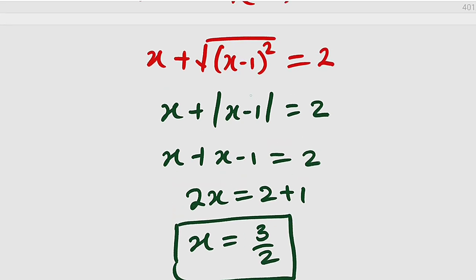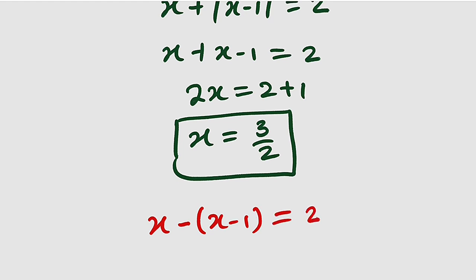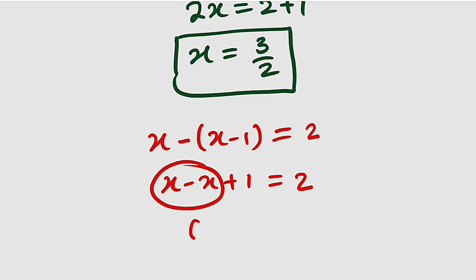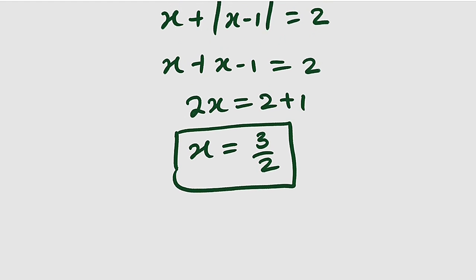Now let us come back to our absolute value. Let us consider it as negative. If it is negative, we have x minus the whole of x minus 1. If it is negative, this is equal to 2. And the moment you expand this bracket, you have x minus x plus 1 equal to 2. And you can see that x minus x is 0. And if you take this one to the other side, you have 2 minus 1, 1. This is nonsense. It makes no sense, right? Therefore, it implies that x minus 1 is positive. And if it is positive, the value of x is 3 divided by 2.